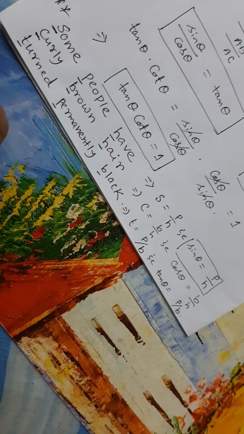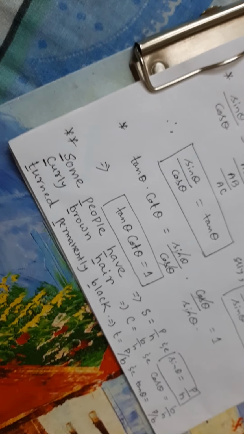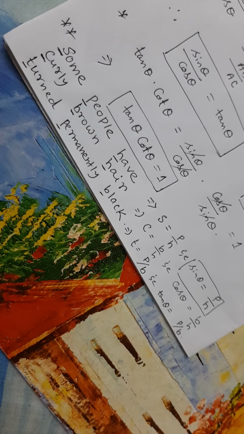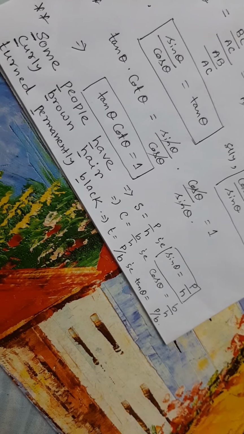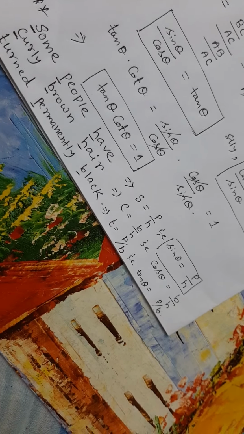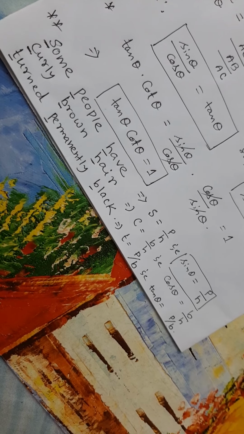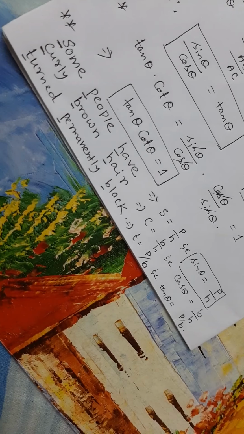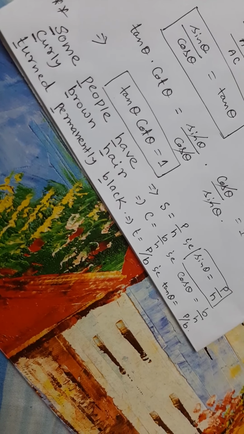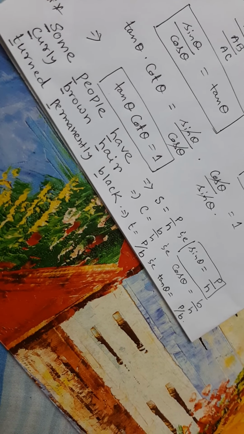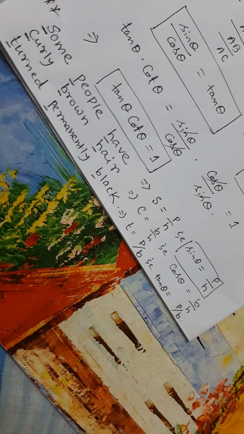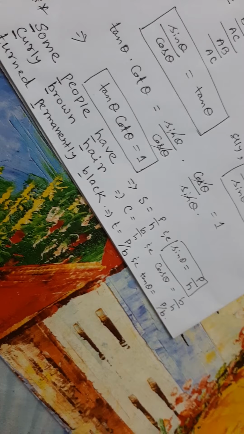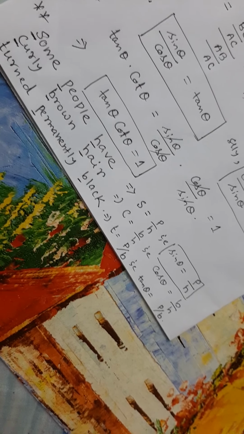So, some people have curly brown hair turned permanently black. Some people have means S equal to P by H, sin theta equal to perpendicular by hypotenuse. Then curly brown hair, cos theta equal to base by hypotenuse. Then turned permanently black, that is tan theta equal to perpendicular by base. So if you know these three ratios, then the other three you can easily find.